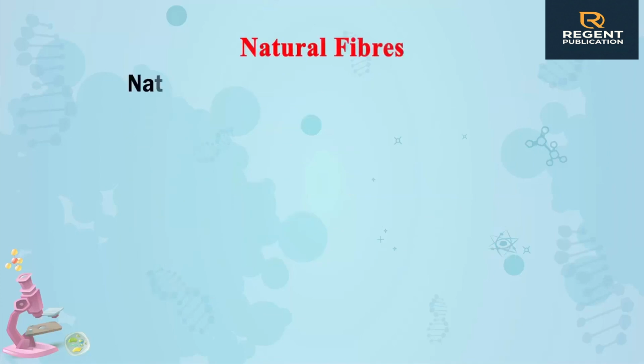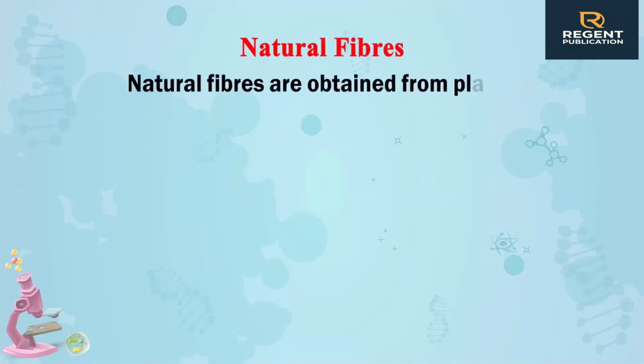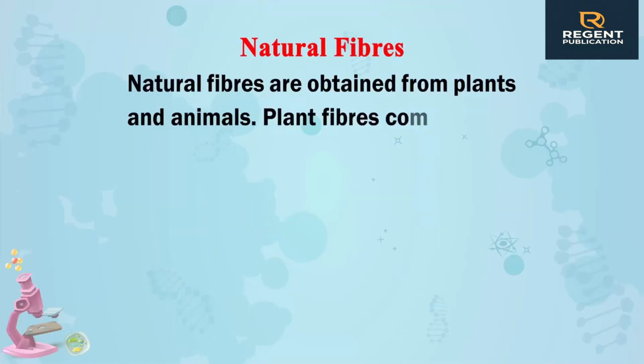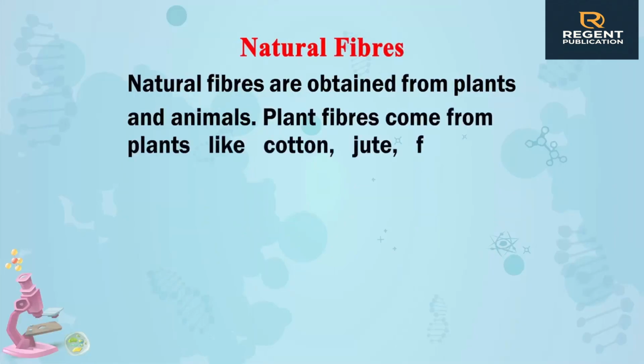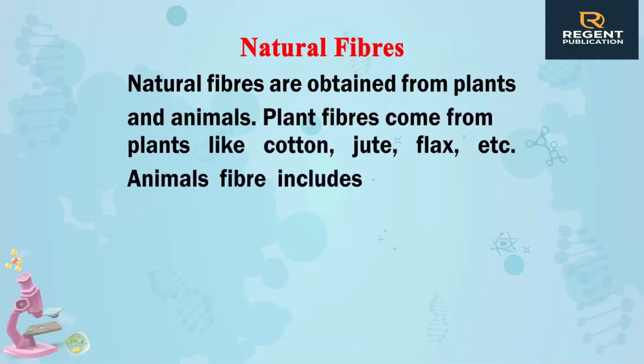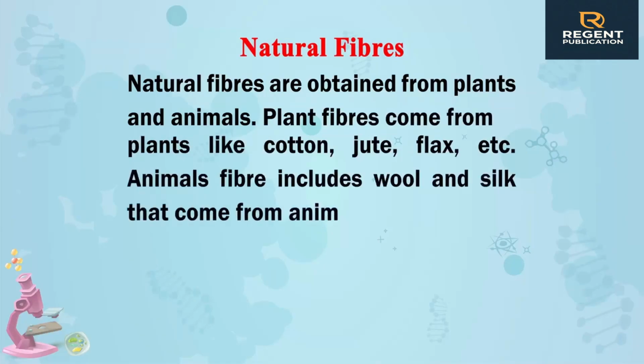Natural fibers. Natural fibers are obtained from plants and animals. Plant fibers come from plants like cotton, jute, flax, etc. Animal fibers include wool and silk that come from animals' hair, fur, etc.